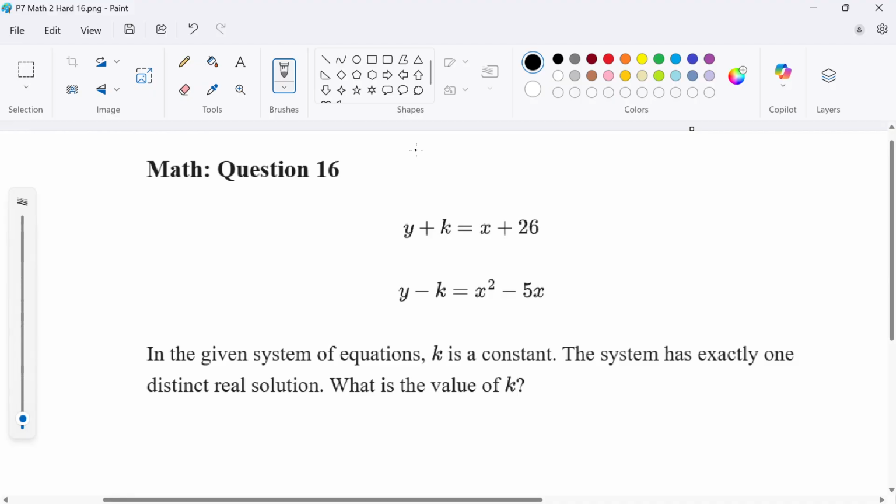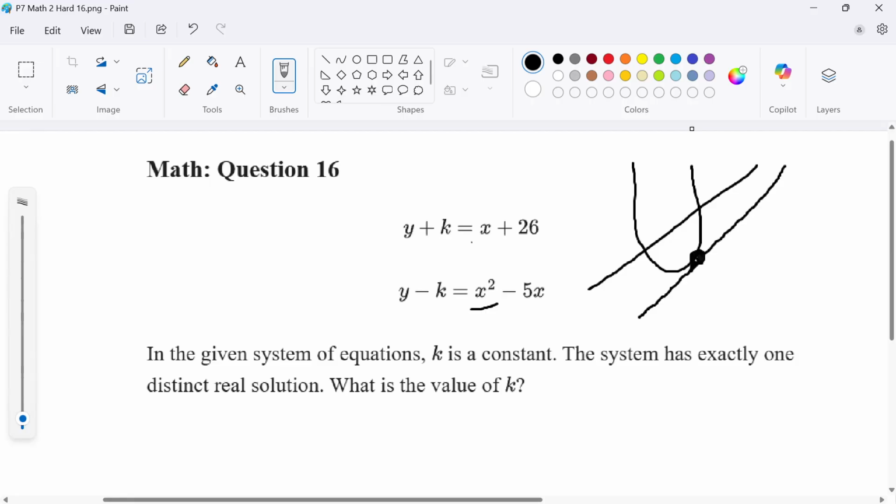In the given system of equations, k is a constant. The system has exactly one distinct real solution. What is the value of k? Well, this I can see as a parabola. This is a straight line with a positive slope of 1. So it's something like that. And for it to have one solution, the line has to be somewhere like that.